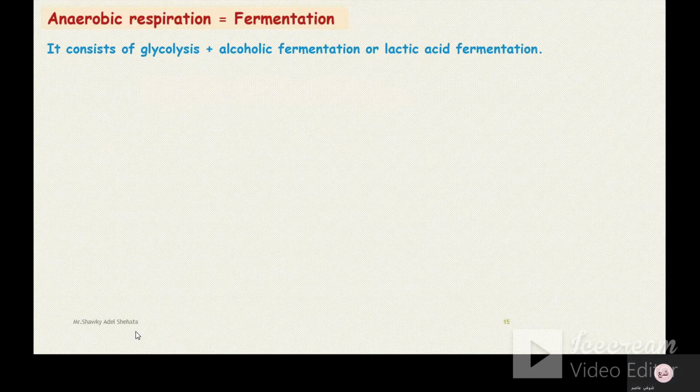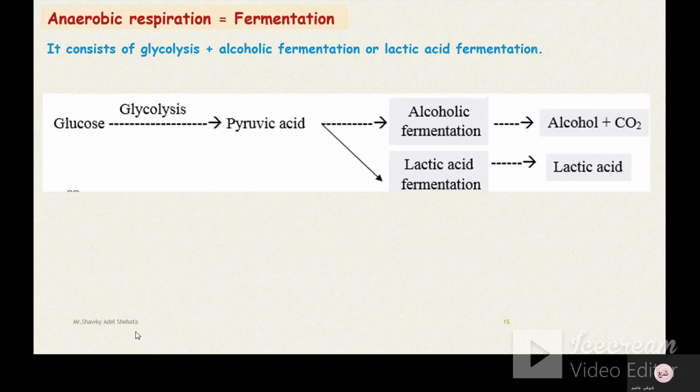What about the anaerobic respiration, which is called fermentation? It consists of glycolysis plus alcoholic fermentation or lactic acid fermentation. So we'll see here that glucose will change into pyruvic acid in the first step, which is glycolysis. Then pyruvic acid undergoes one of these two processes. The first one, alcoholic fermentation, produces alcohol plus carbon dioxide, or lactic acid fermentation, which produces lactic acid.